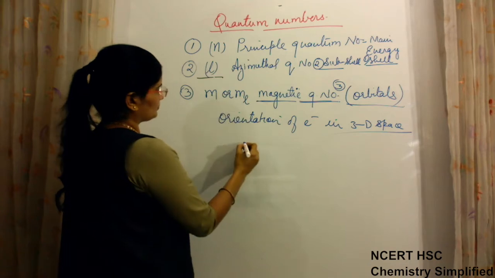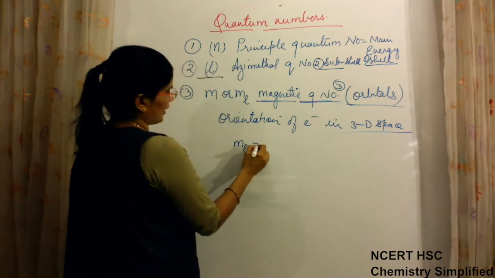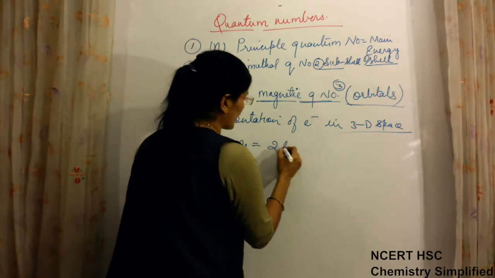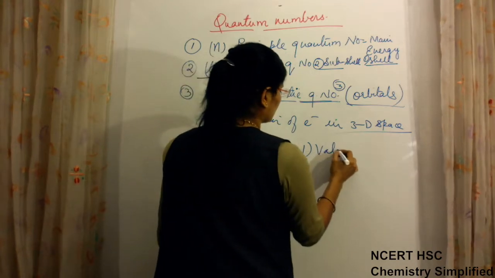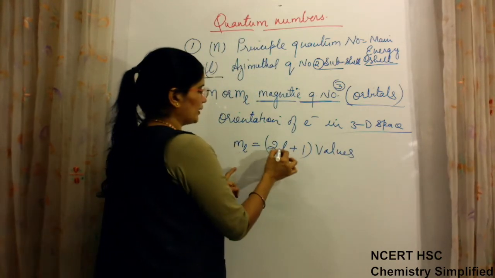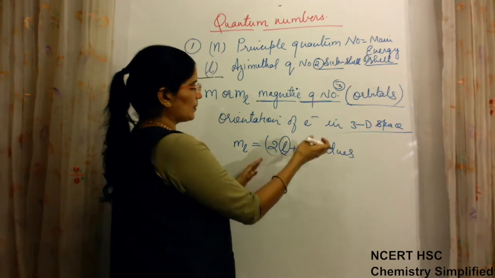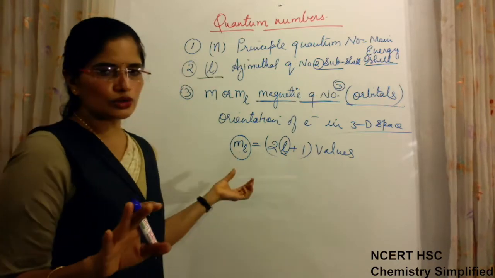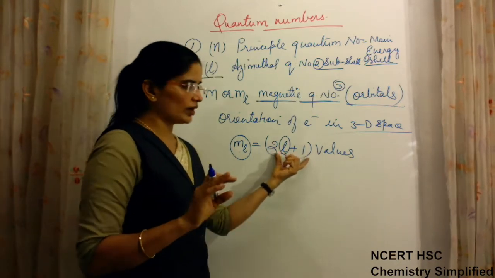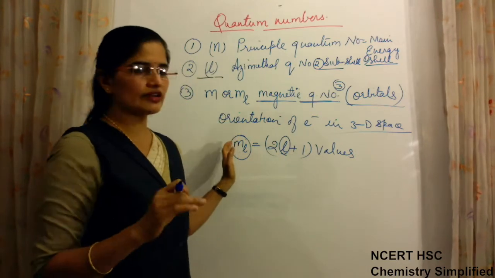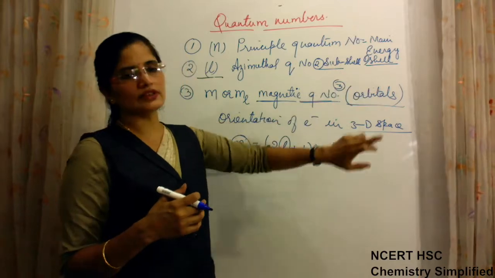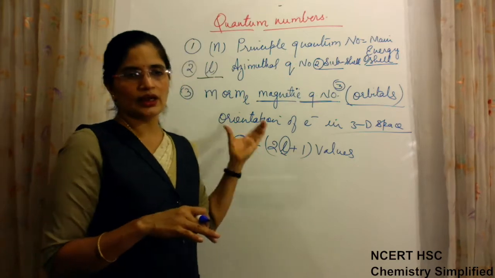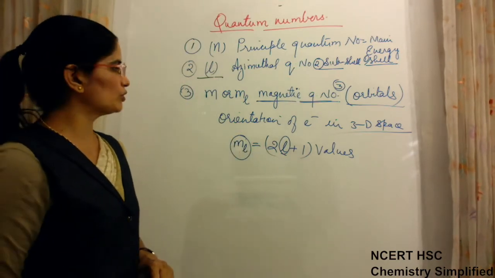The number of values of m, the magnetic quantum number, possible for an electron is equal to 2l plus 1. That means the values of m will depend on l. 2l plus 1 values will be there for the magnetic quantum number. This is the formula, but it is not so difficult to understand. A formula is just a formula. It has always fixed values for all the subshells which we have studied. So once you know those values, you need not use the formula every time. This is just for knowing.